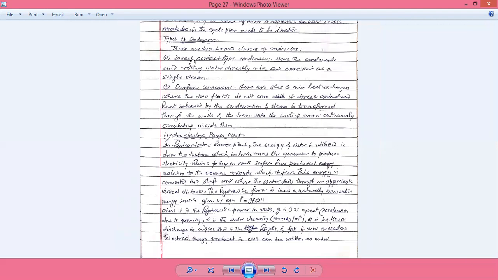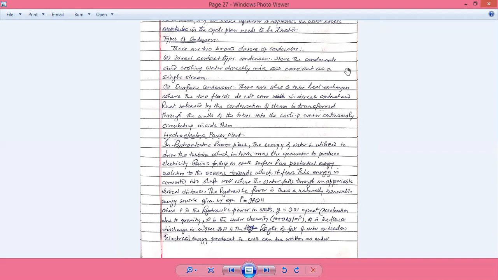There are two broad classes of condensers. The direct contact type condensers, where the condensate and the cooling water directly mix and come out as a single stream.